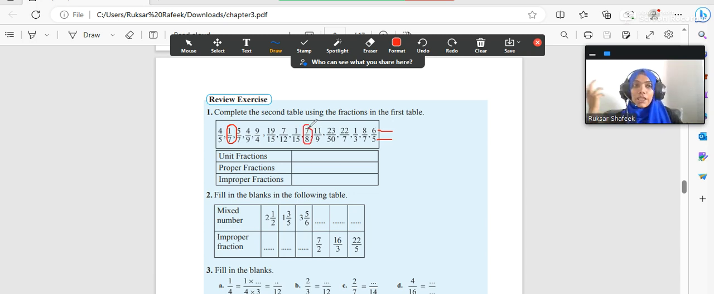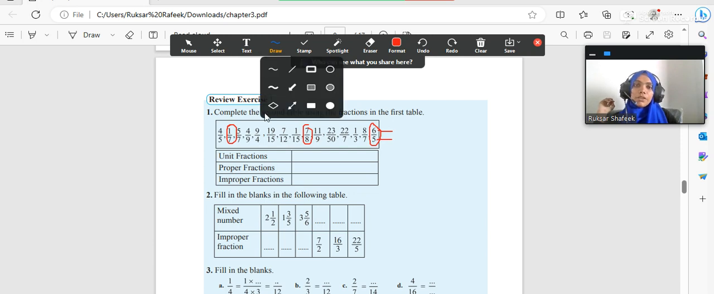An improper fraction is when the numerator is larger than the denominator, like 6 over 5, because 6 is larger than 5. So the numerator is bigger than the denominator. Right, so that's about proper, improper and unit fractions. Next comes how improper fractions are formed. Improper fractions come with mixed numbers.